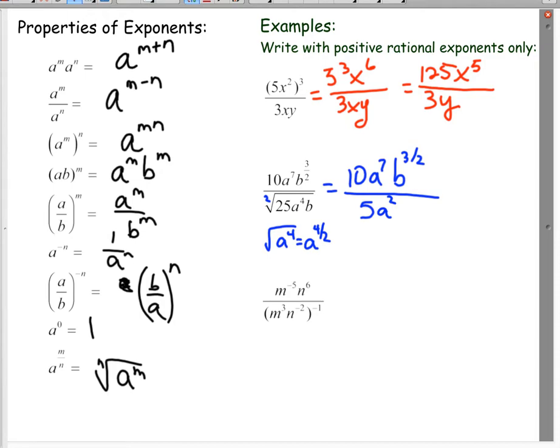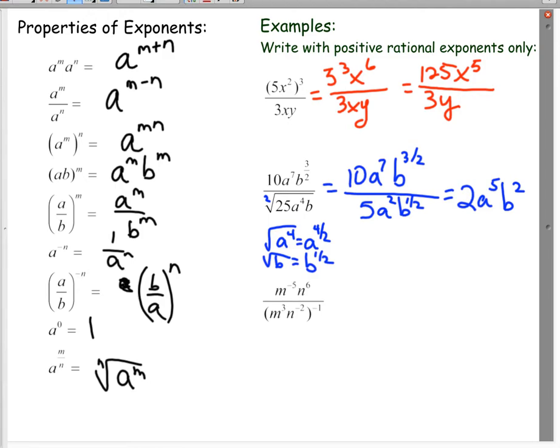So then how can I do the same thing with b? How can I rewrite this? This would become b to the 1 half. So I'm going to write b to the 1 half here. Now I've got everything out of the parentheses or out of the radical, so I'm going to combine my terms. 10/5 is 2. A to the 7th over a to the 2, I subtract the exponents, and it's 5. And when I do b to the 3 halves over b to the 1 half, 3 halves minus 1 half is 1. That one's done.